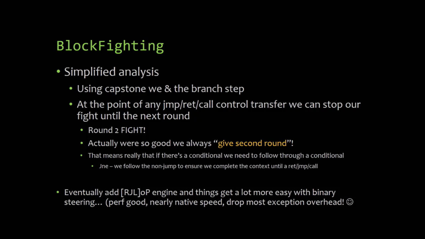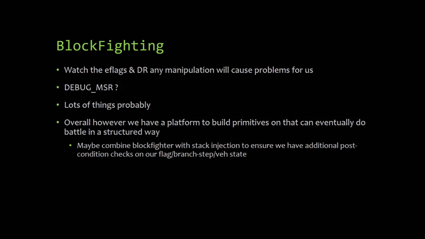Branch stepping is great. However, there are all these ROP jitters, and I've seen a lot of them Capstone based as well, different types of jitting. If there was a LOP, loop oriented programming jitter, I think the performance of this thing would be near native, so it would be great. I mentioned some of this stuff.